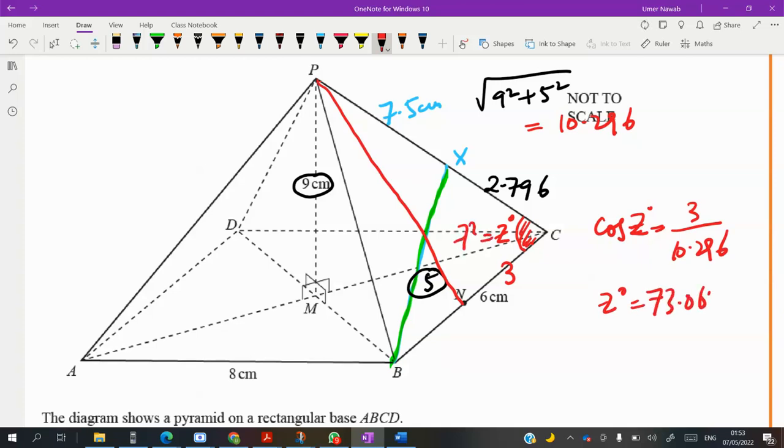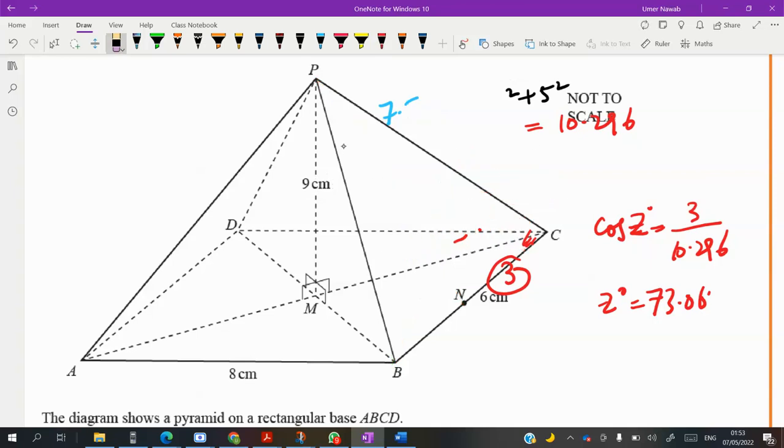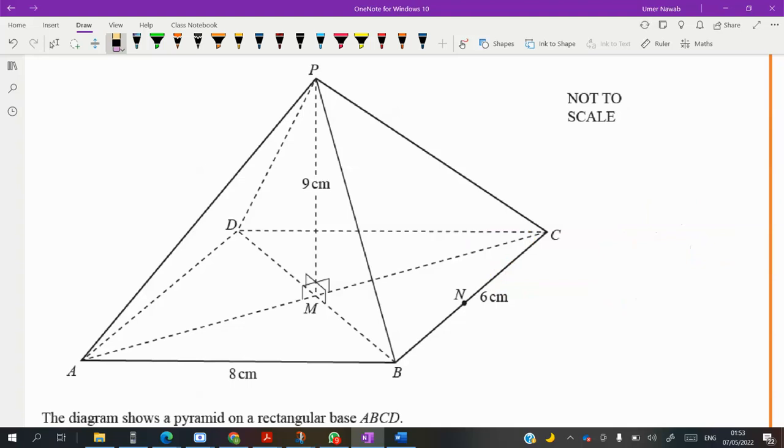Now imagine, guys, I got this 73.06. I have these two arms, I have the angle. So use the cosine rule to find the opposite side. So this is the scheme which we need to follow to solve this question. Now let me make the question neat for you. There is a point X here. You want to find the side BX. He gave you this one, 7.5.